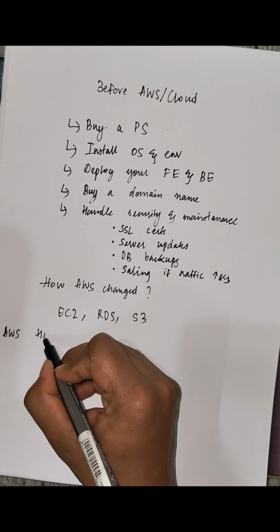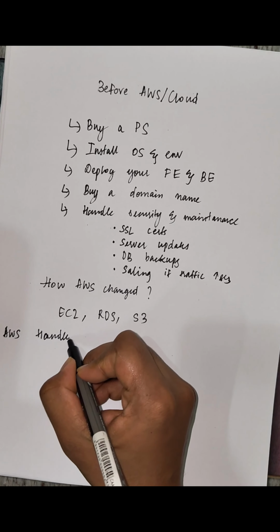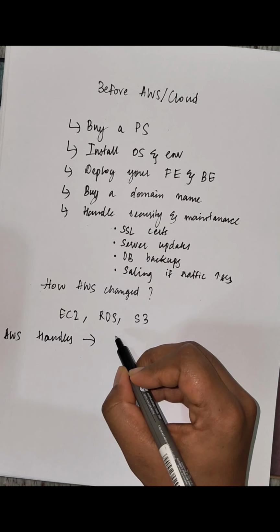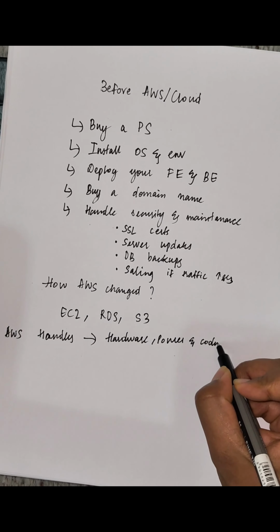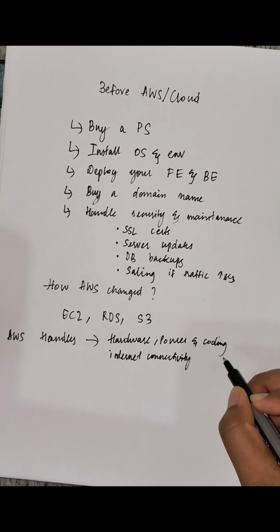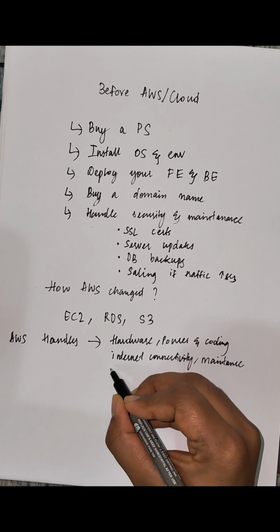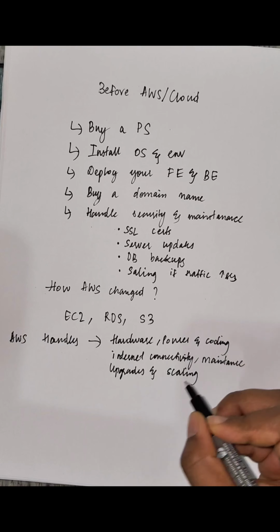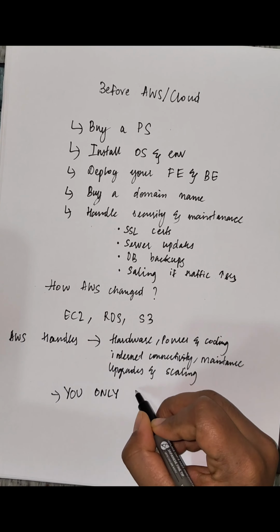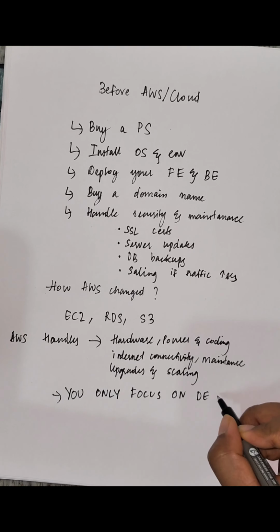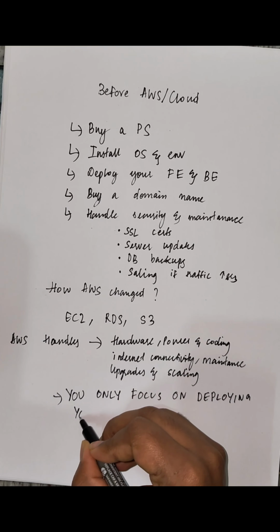Now, AWS will handle all of these things: hardware, power and cooling, internet connectivity, maintenance, upgrades, and scaling. You only focus on deploying your application. In the next part, we'll go deeper into how AWS works and how each service has replaced something you would normally do on a physical server.